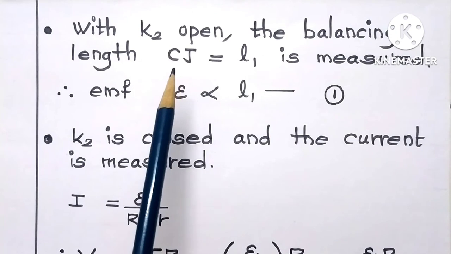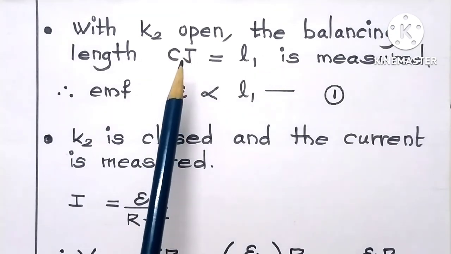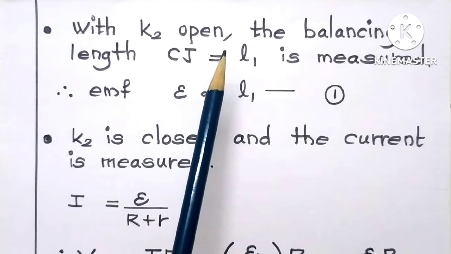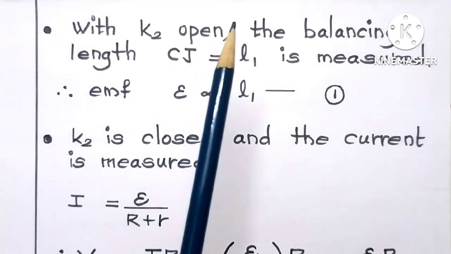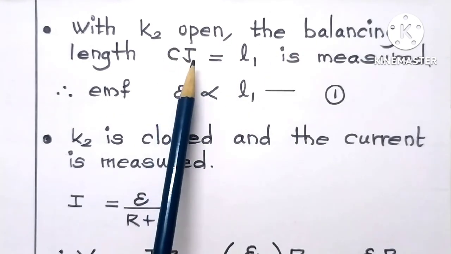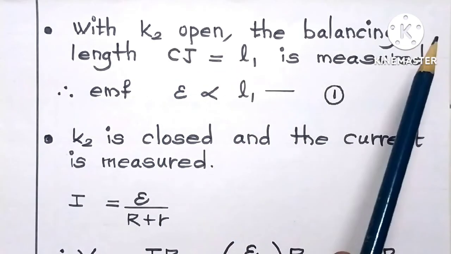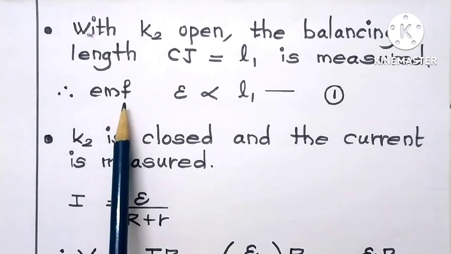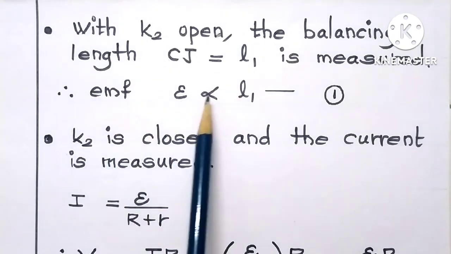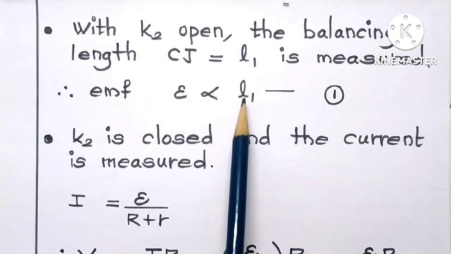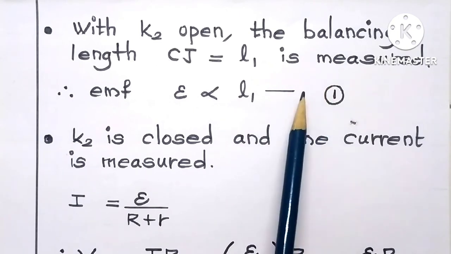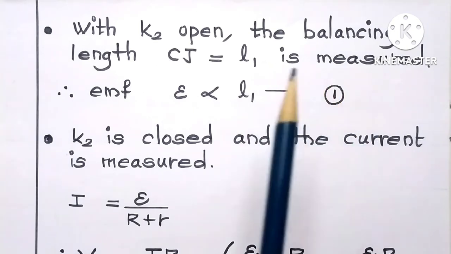It means at the point J, the galvanometer needle shows zero deflection. That's why it is known as balancing length. So CJ, this length, is indicated by L1, which is measured. And here the EMF epsilon is directly proportional to this balancing length L1. Let it be equation number 1.